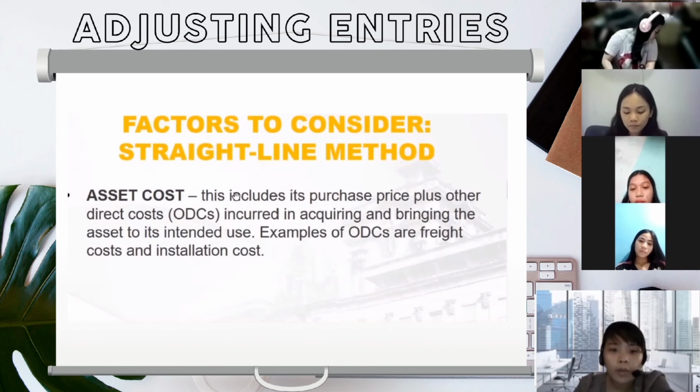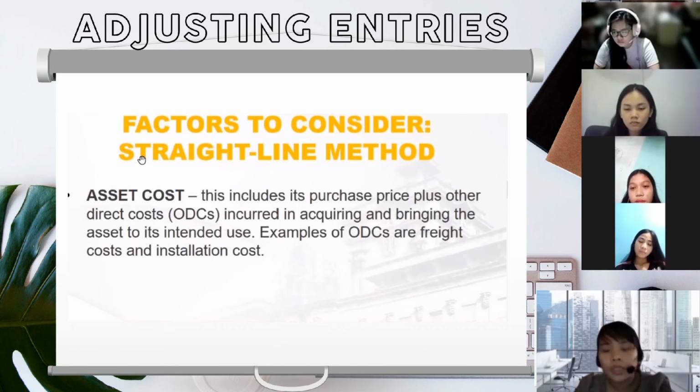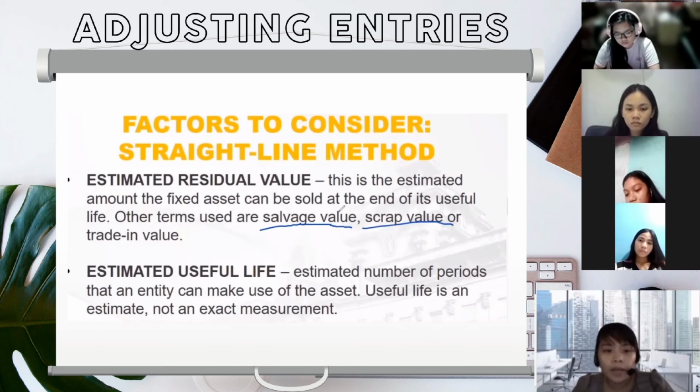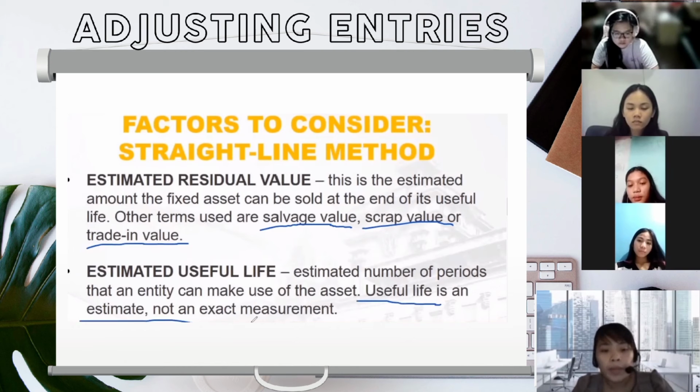So yung asset cost, kung magkano nyo siya nabili. Okay, in simplest term, magkano mo nabili? Bumili ka ng iPhone 12, binili mo siya 70,000, yun yung asset cost. Yung estimated residual value niya, makikita sa problem. Other terms niyan ay salvage value, scrap value, or trade-in value. Okay? Bibigay yan sa problem. Estimated useful life, ibibigay din to kung ilan ba siya pwedeng gamitin?